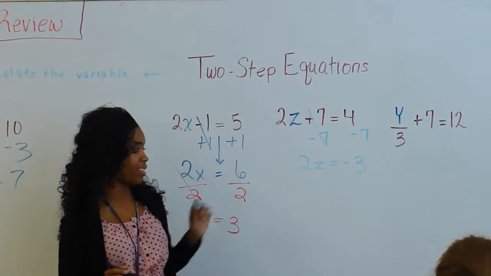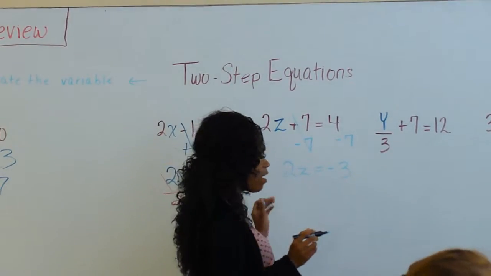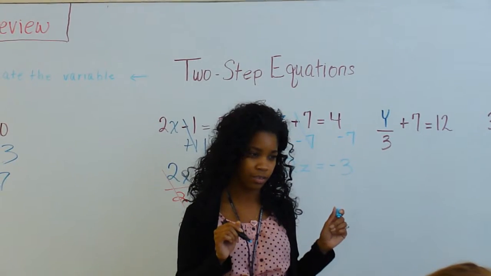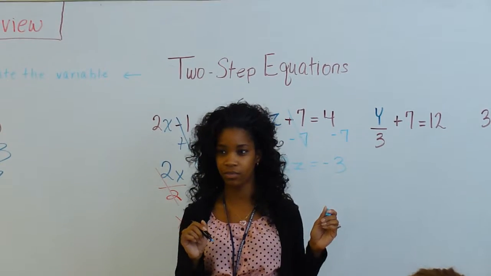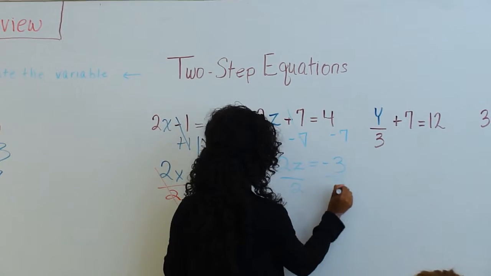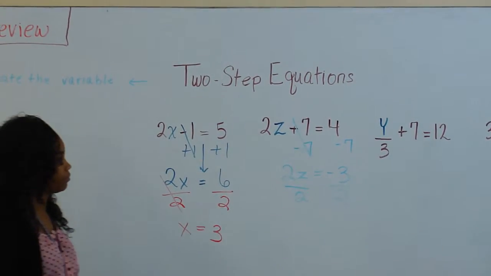Now, are we finished? No. Z still has the 2 with it. So how are we going to get rid of the 2? Divide by 2. Yeah. Okay, divide by 2. Now what happens here? Cross out the 2.